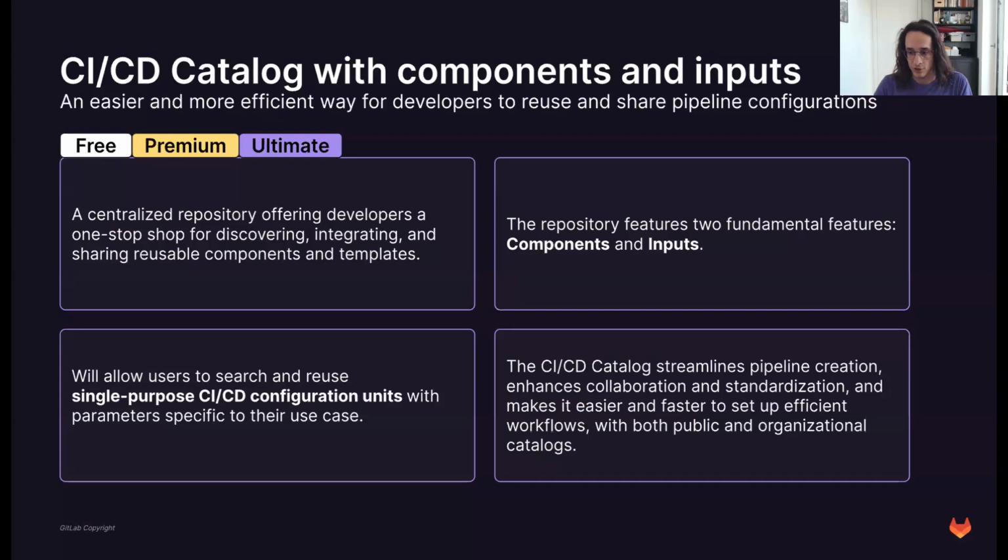Just to relate it to how it currently works in GitLab, we already have CI/CD templates that you can include in your CI/CD pipelines. So you can build up a really complex CI/CD pipeline just by incorporating CI/CD templates from other projects. But this has many issues. And this is what we are aiming to solve with the CI/CD catalog.